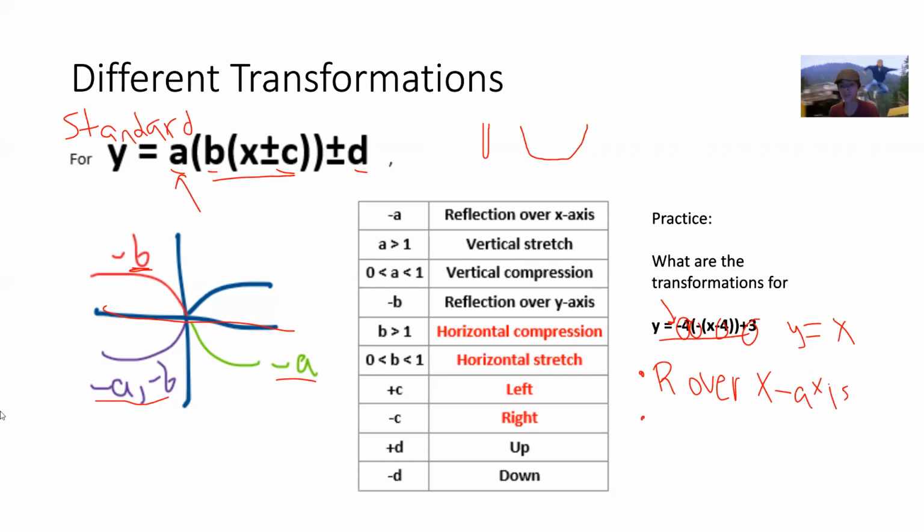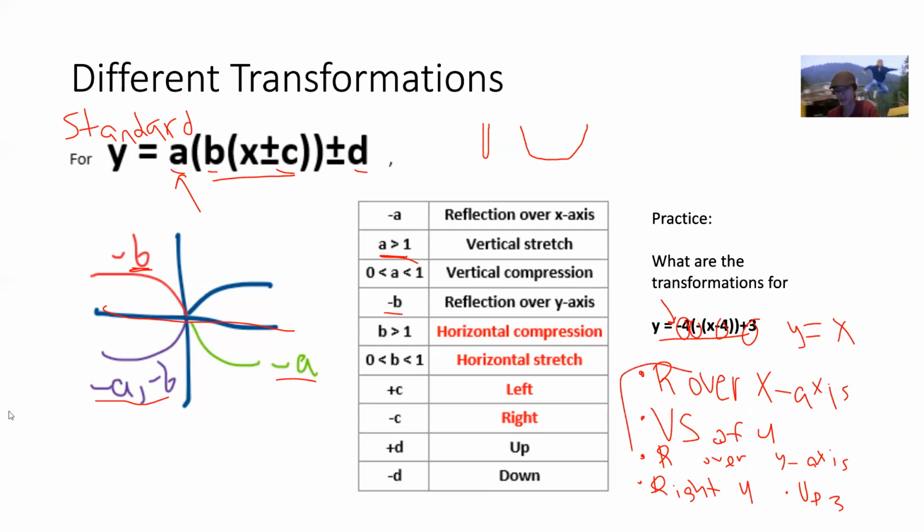Then the 4, that's if A was greater than 1. That means vertical stretch of 4. Sometimes you say by a factor of. I'll just say this is making me write big because I'm writing. The next negative, that's if B was negative, and that means reflection over y-axis, not x. Then the -4, that's if C was negative, which means right 4. Then the +3, that's if B was positive, so up 3.